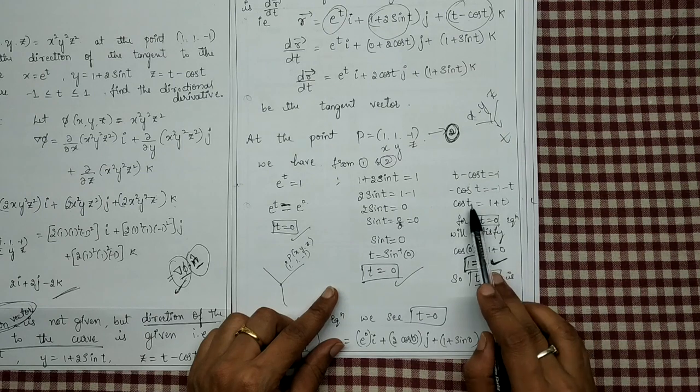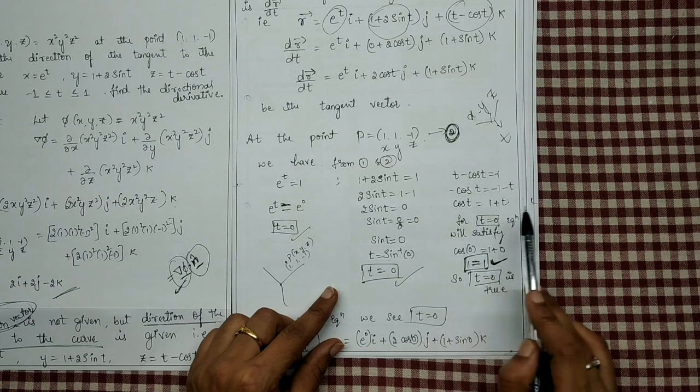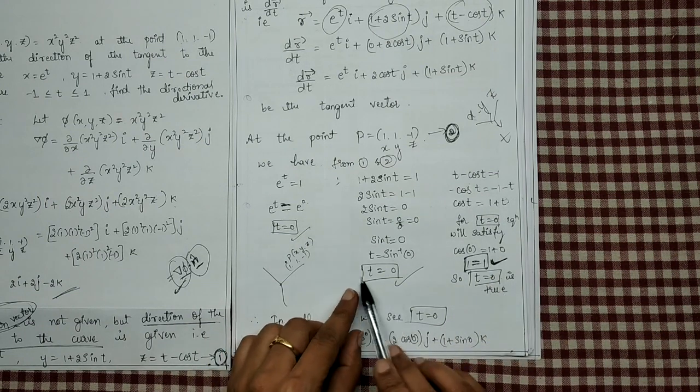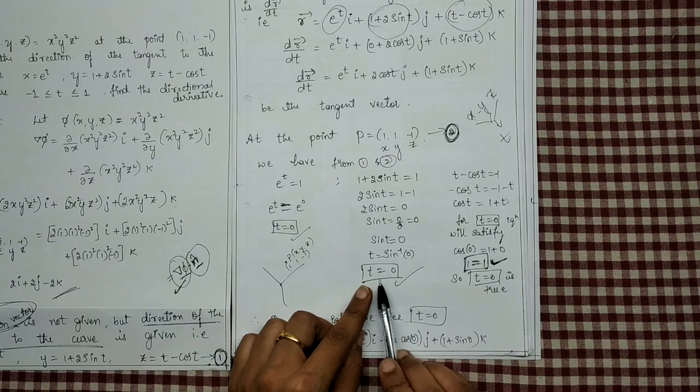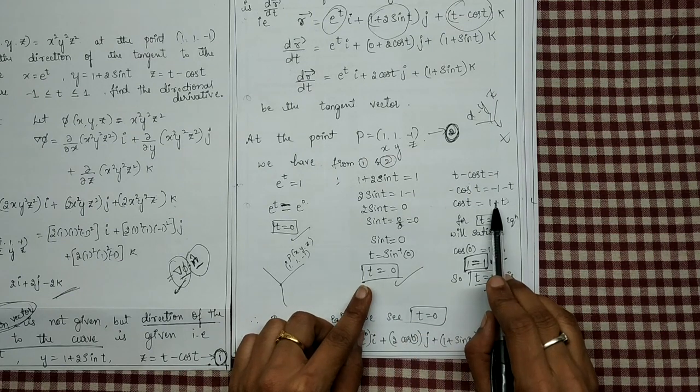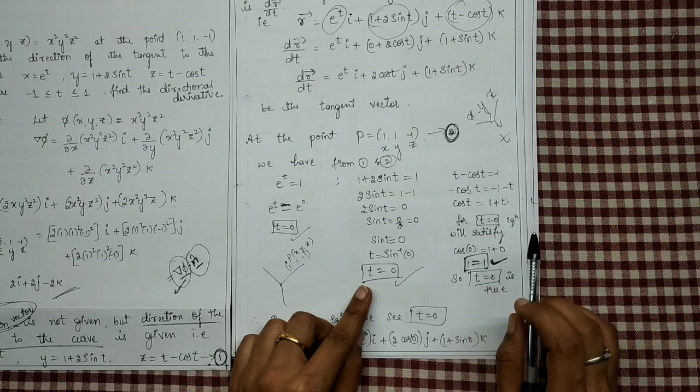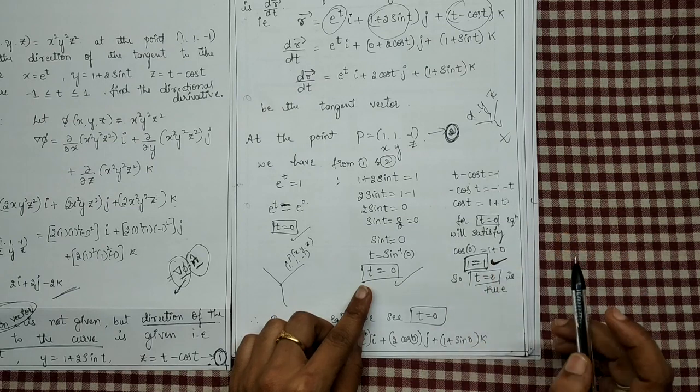Now here it is not possible to find the value of t, right? So what I will do here is check whether t is equal to 0 will satisfy this equation or not. I will put t is equal to 0 in this equation. If it is satisfying, then I will get LHS is equal to RHS.